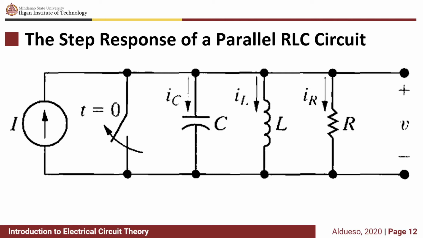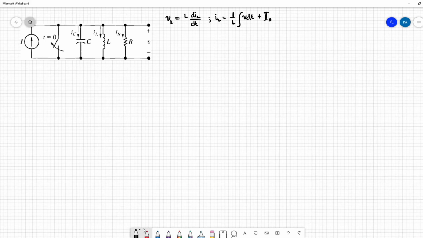So now let's proceed to the step response or the complete response of a parallel RLC circuit. Applying KCL at the top node, we have IC plus IL plus IR equal to I. IC can be expressed as C dV over dt, plus IL, plus IR, which can be expressed as V over R, is equal to I.